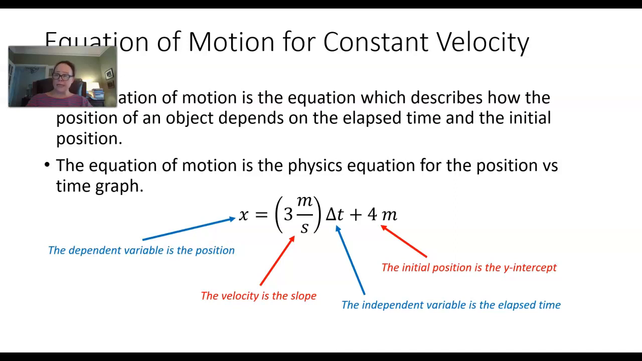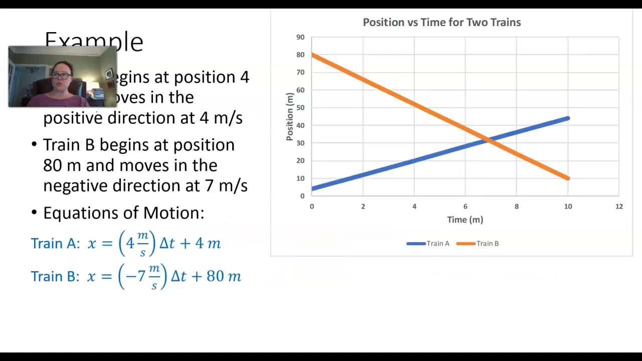So when you write an equation of motion, you are only filling in the velocity and the initial position. You will leave x and delta t as variables for this equation.